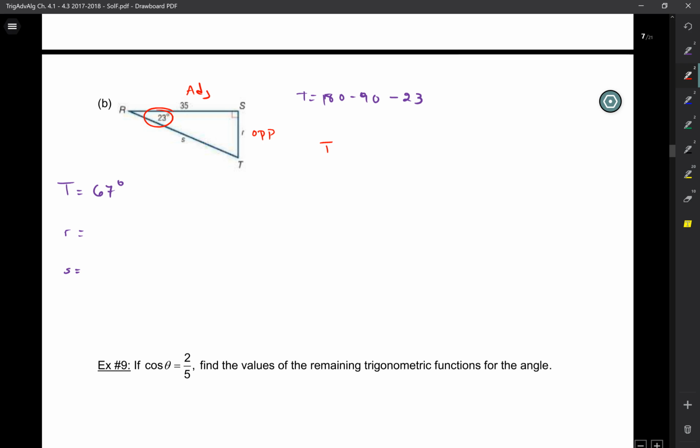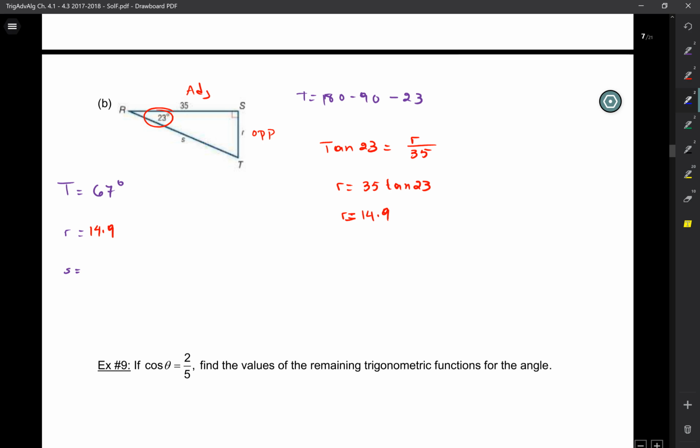That looks like what? TOA, tangent. Tangent of 23 is equal to R over 35. So R is 35 times tangent of 23. And how much do we think that is? 35 tangent of 23. How much? 14.85, so we can say 14.9.